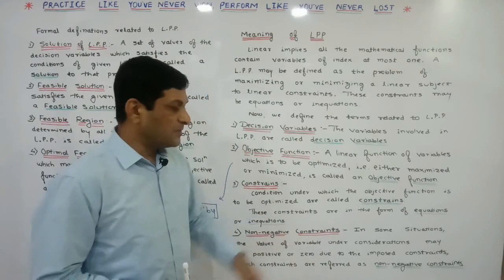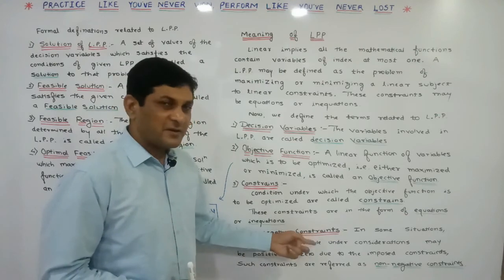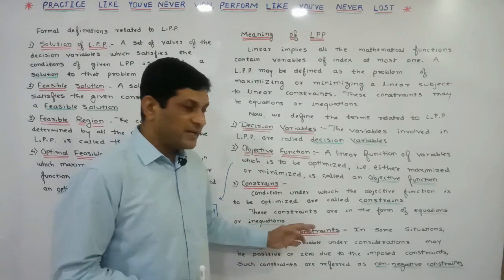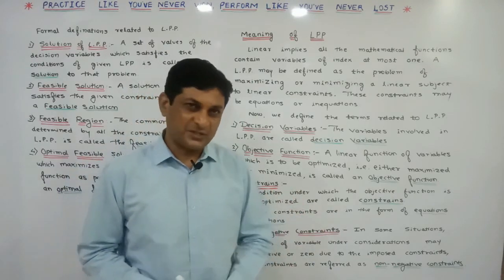Now, non-negative constraint. What is an alternate word for constraint? Restriction also. So it is called a non-negative constraint or non-negative restriction.